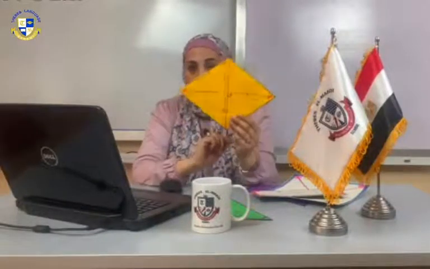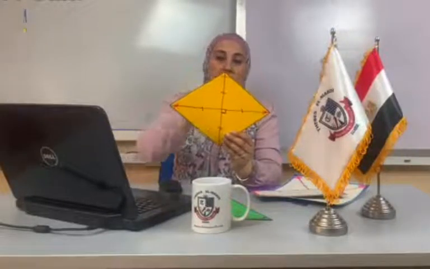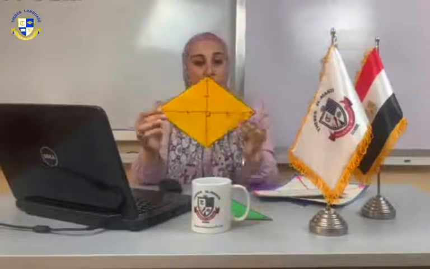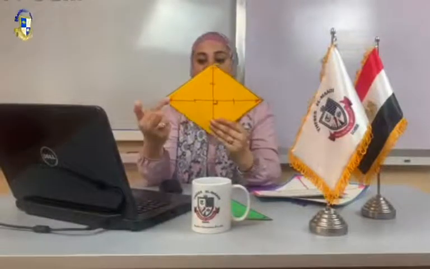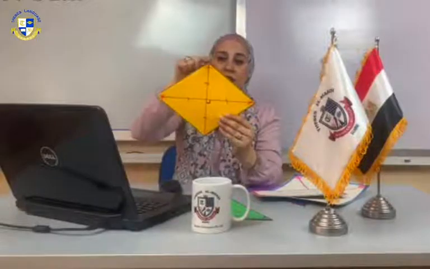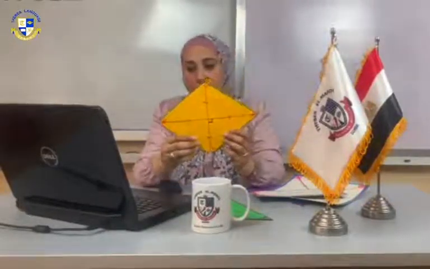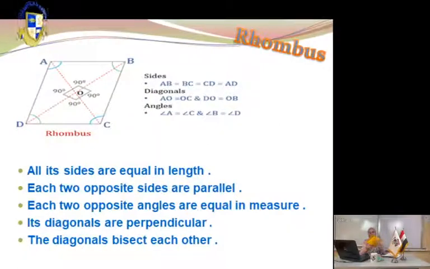And take care, here in the rhombus, I have two obtuse angles and two acute angles. These two acute angles will be equal to each other, and these two obtuse angles will be equal to each other. The diagonals are perpendicular to each other.